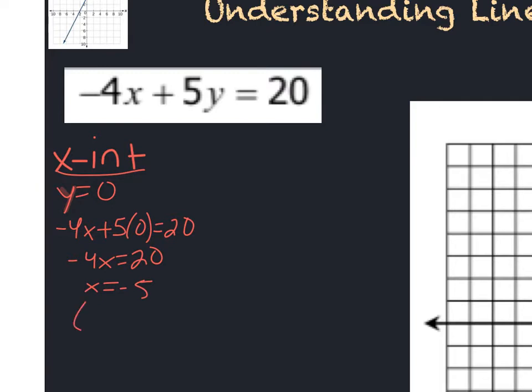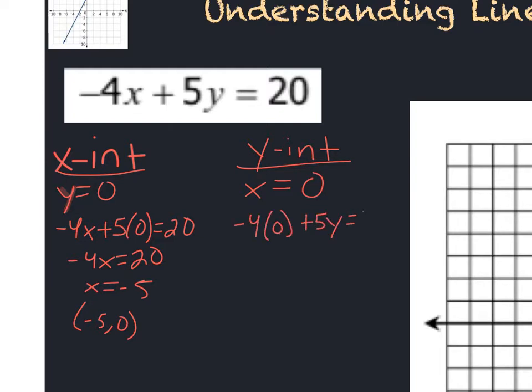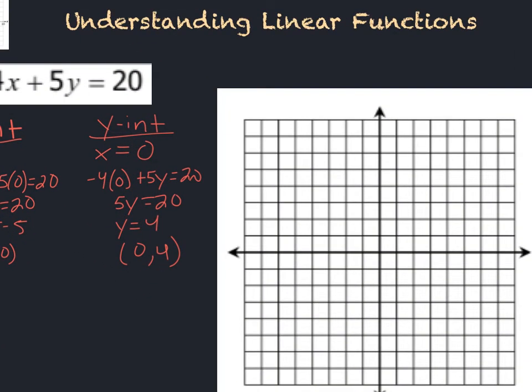So your x-intercept is going to be negative 5, comma 0. For your y-intercept, anywhere you see an x, you're going to plug in 0. X has to equal 0 for your y-intercept. So it's going to be negative 4 times 0 plus 5y equals 20. That's just 5y equals 20. So y is going to end up equaling 4. So your y-intercept, this particular line is going to cross the y-axis at 0, comma 4.